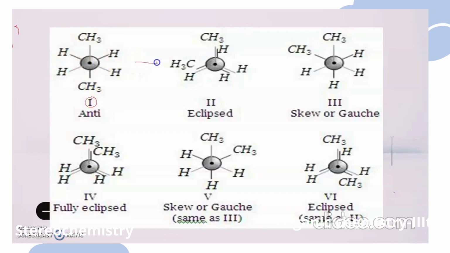Let's suppose that it is rotated to an angle of 60 degrees. When it is rotated to an angle of 60 degrees, this group comes here, and this group comes here, and this group goes here, right? So this is the second structure where CH3 and hydrogen are closely packed, and these two hydrogens and this CH3 are closely packed to each other to give you the second conformer of your butane.